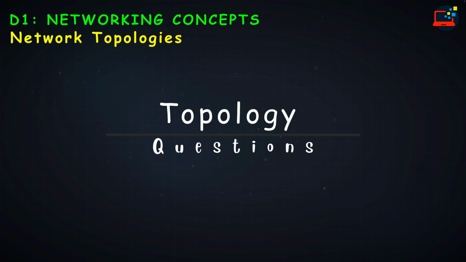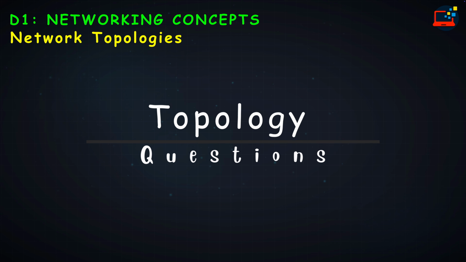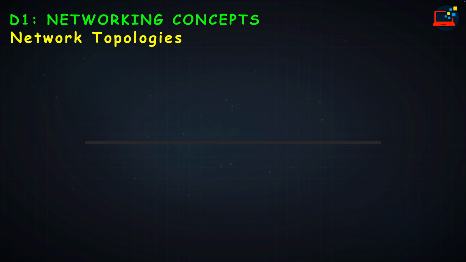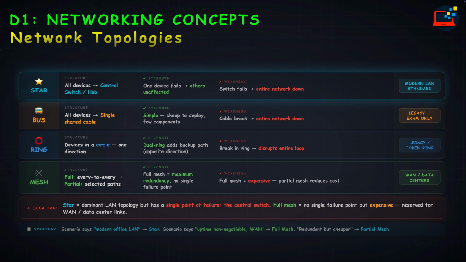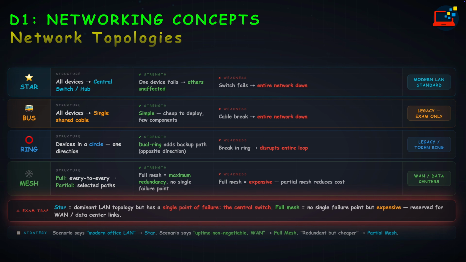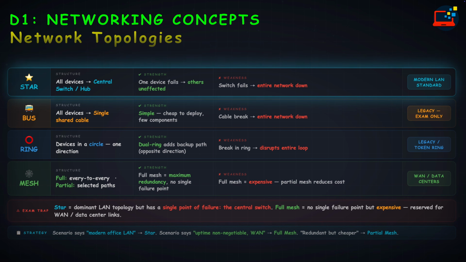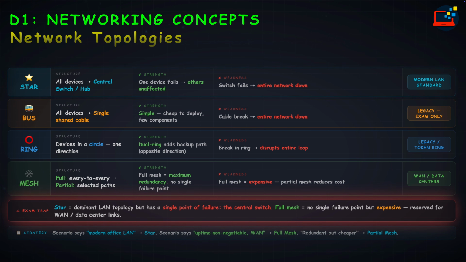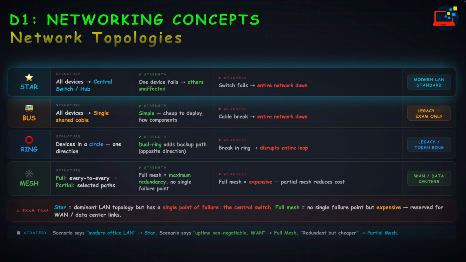Topology questions present a scenario and ask which design or architecture fits the requirement. A star topology connects all devices to a central switch or hub. This is the dominant topology in modern local area networks. The advantage is that a failure in one device does not affect others. The weakness is that if the central switch fails, everything goes down.